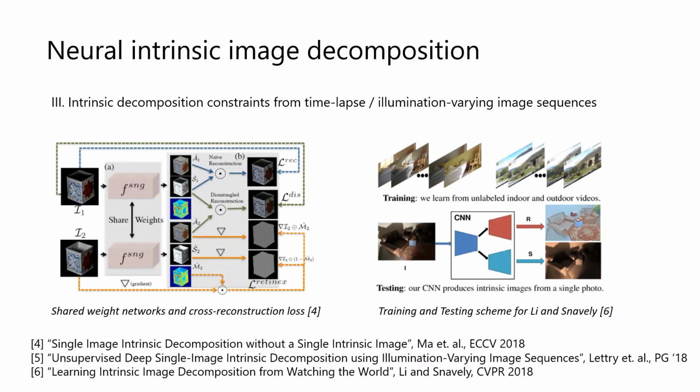Another interesting direction that we see quite a lot of work come out is using time lapse images to learn to perform intrinsic decomposition. Using sequences of a scene where the lighting is varying but the reflectance is constant has been exploited for additional constraint in classical approaches as well. These techniques use a shared weight network to estimate the decomposition across various frames of the sequence and apply a cross reconstruction loss, which imposes a constraint that the estimated albedo images should be constant across the sequence.